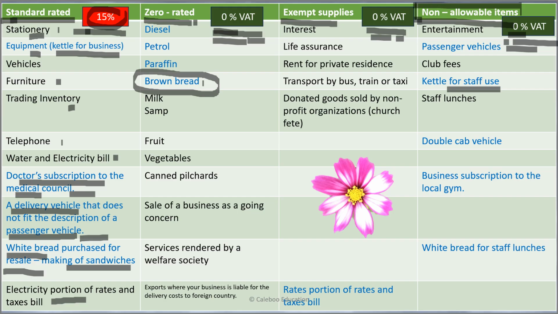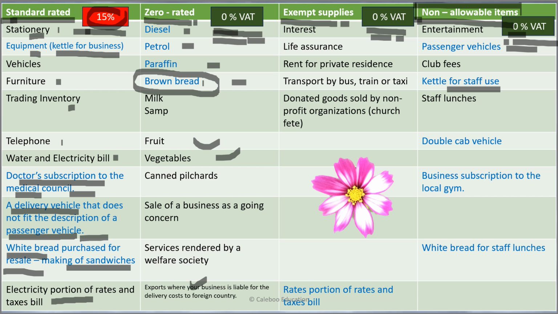Right, the electricity portion of rates and taxes bill, standard rated. You've got diesel and petrol, zero rated. Paraffin, brown bread, zero rated. Fruit, vegetables. Exports. You can go through this list. It's not finite. There are lots of other items, but you will get an idea.